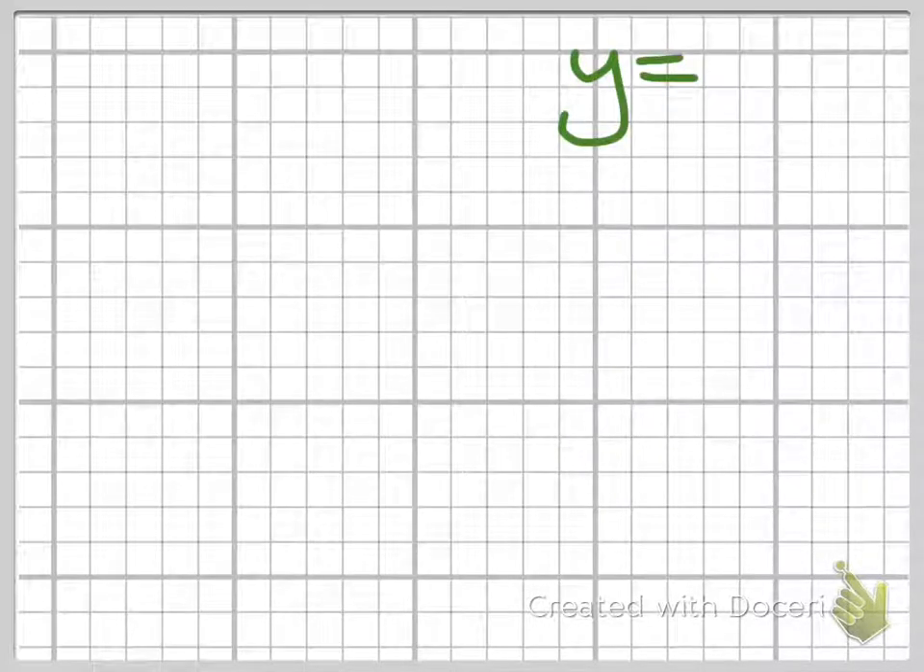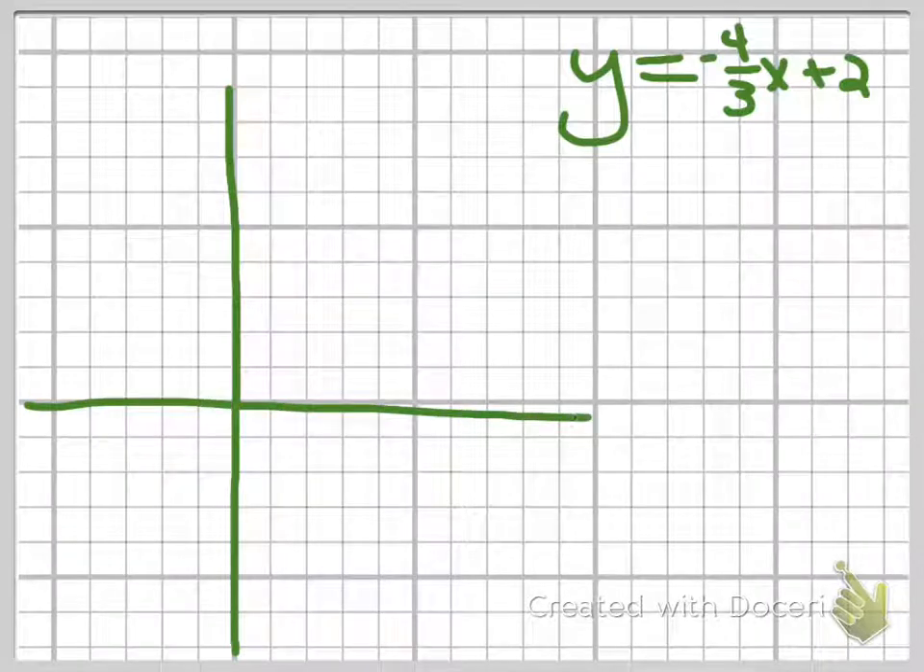Y equals negative 4/3 x plus 2. And so, if you remember, we begin at the y-intercept. So we need our graph paper. Okay, so we'll go up to there, 2. And then we'll go up from there 4. So 1, 2, 3, 4 right there. And then over 3. 1, 2, 3.